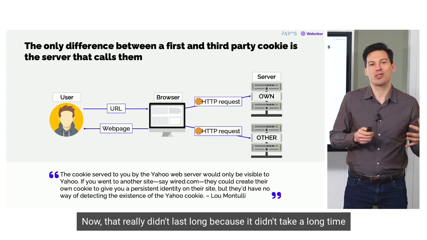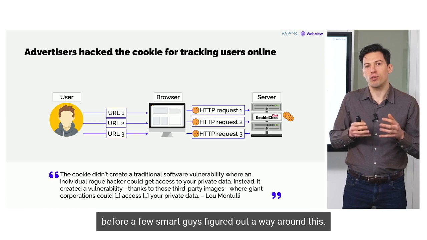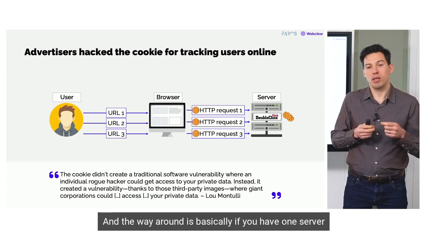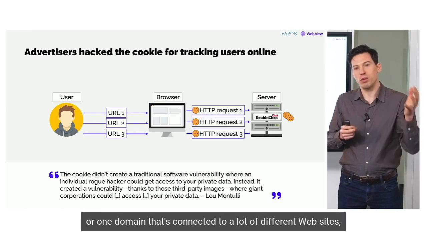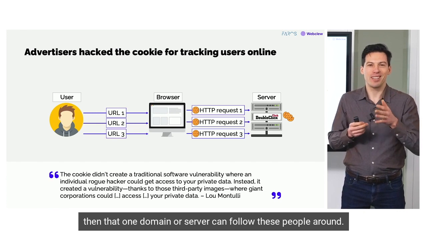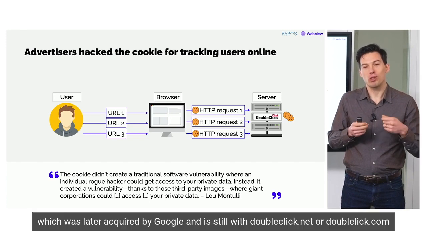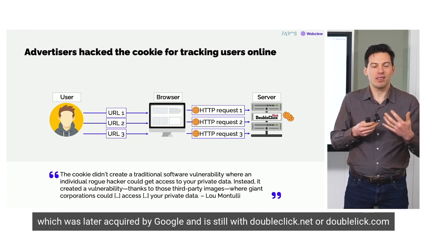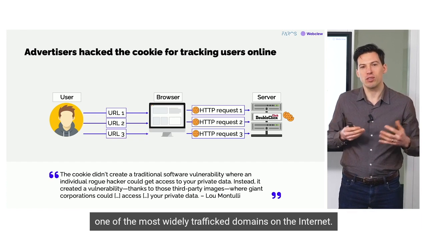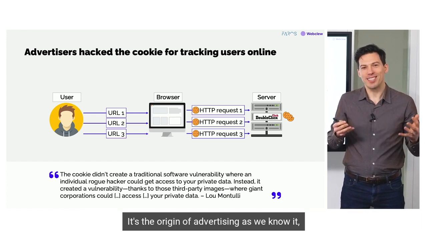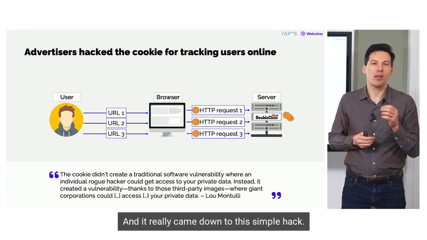Now, that really didn't last long, because it didn't take a long time before a few smart guys figured out a way around this. And the way around is basically if you have one server or one domain that's connected to a lot of different websites, then that one domain or server can follow these people around. And the people that figured that out were the founders of DoubleClick, which was later acquired by Google and is still, with DoubleClick.net or DoubleClick.com, one of the most widely trafficked domains on the internet. It's the origin of advertising as we know it, an industry that's worth hundreds of billions of dollars today, and it really came down to this simple hack.